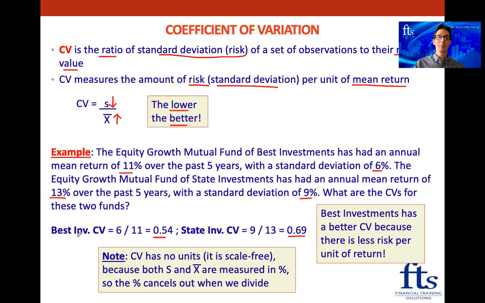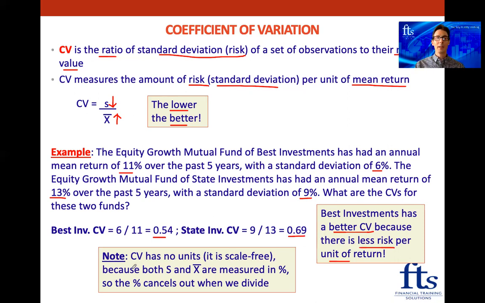So who is better? Is Best Investments better, or is State Investments better? Well, Best Investments is lower, so they are better. The lower the CV, the better. So Best Investments has got a better CV. That's why they're Best Investments. Just kidding. Because they have got less risk per unit of return, right? They've got less risk per unit of return. So they are the best.